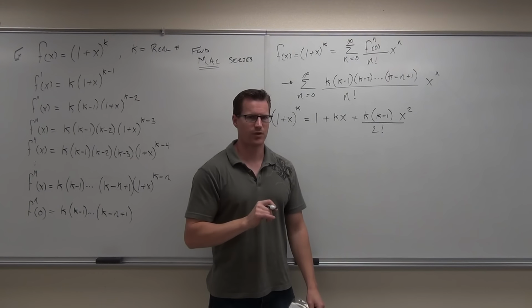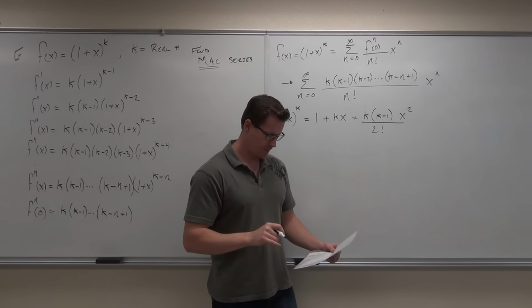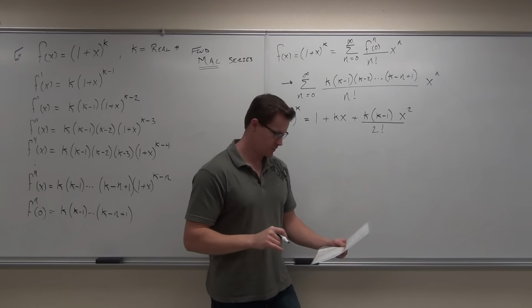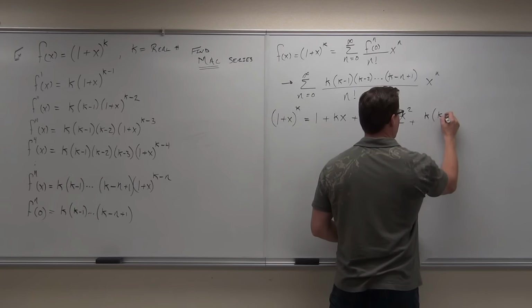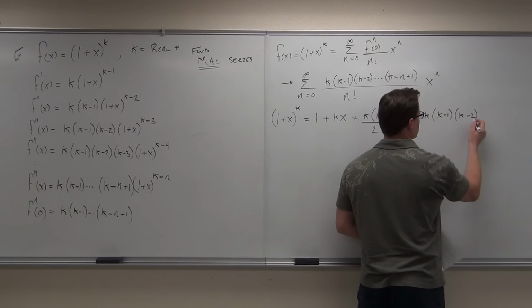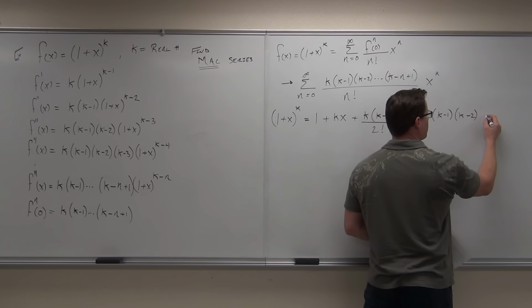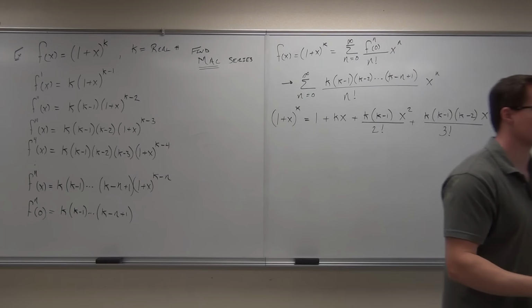Are you starting to see the pattern at work now? Yes, no? You sure? Okay. Then we keep going. We get k, we get k minus 1. What's the next term? Actually, k minus 2 would be the next factor. And then what? X to the third, all over 3 factorial. Perfect. That's what this thing looks like.